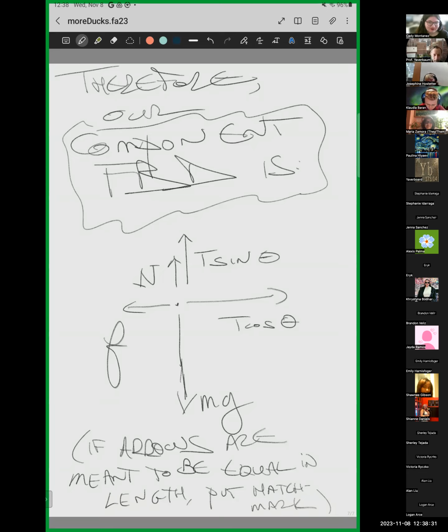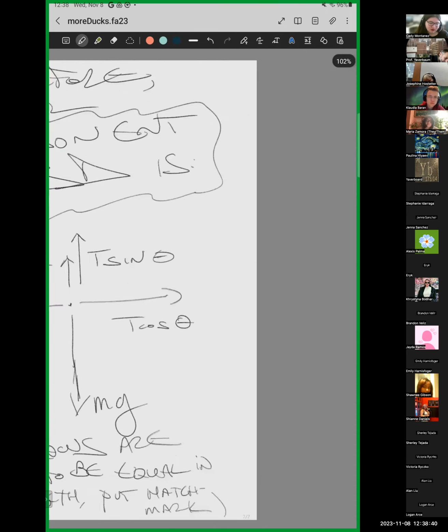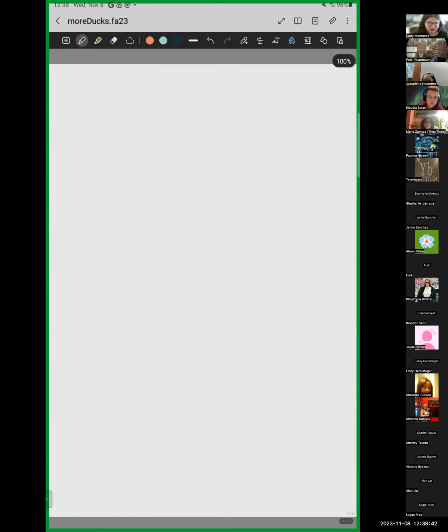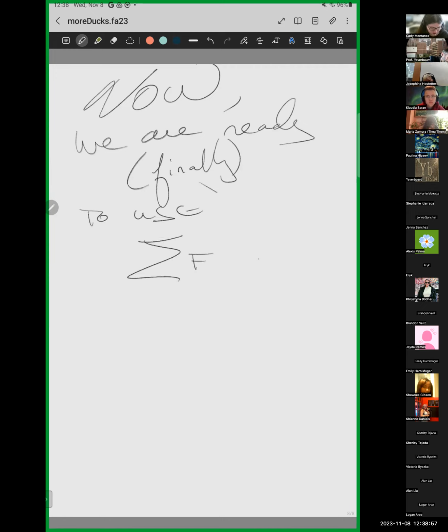So what do we do now? Now we are ready, finally, to use F net equals MA in order to compute A.